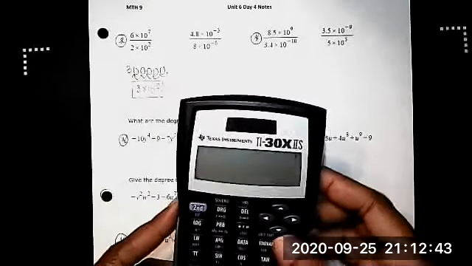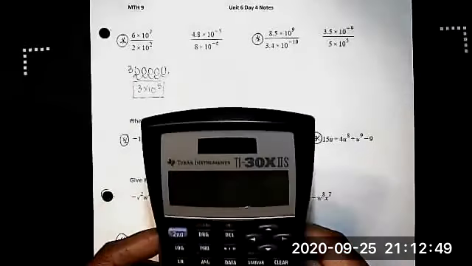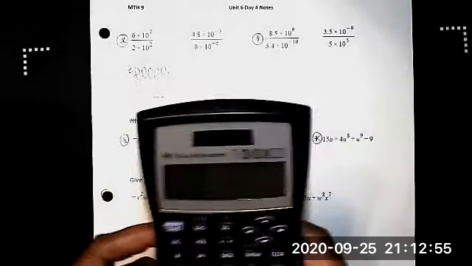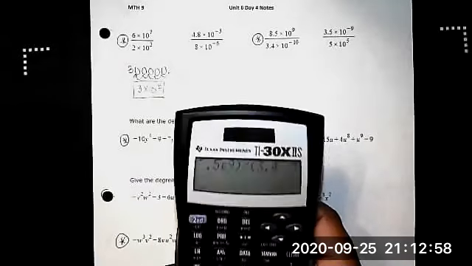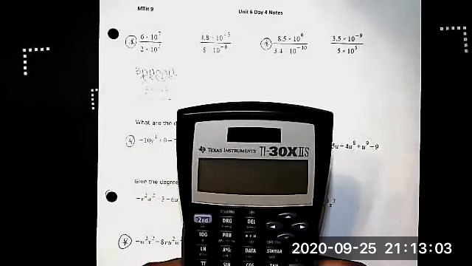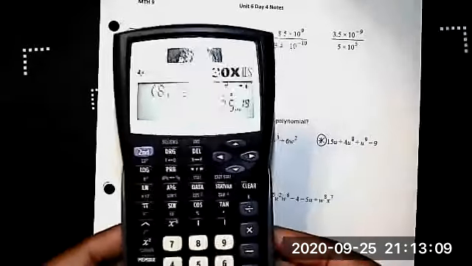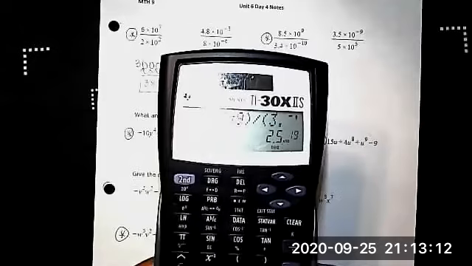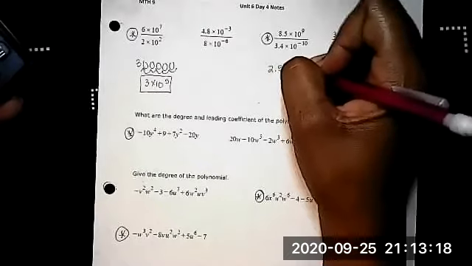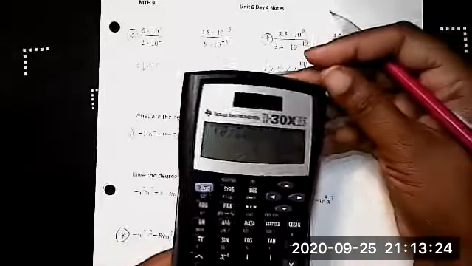We're going to put it in correctly: 8.5, E to the 9th power, divided by 3.4, E again, to the -10th power. Push enter. Oh, it did do it this time. I'm not sure what the rhyme or reason is, but yay! 2.5 times 10 to the 19th power is your answer there. We got that one using our calculator.